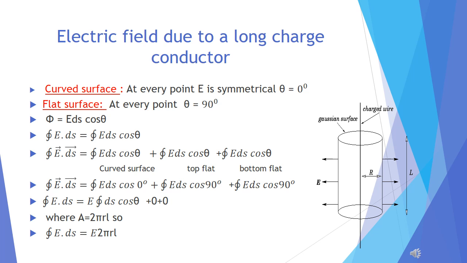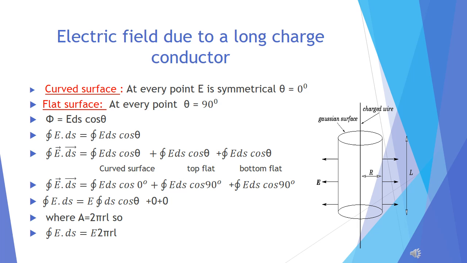Every point of the surface is at a distance r. Because the distance is the same, the electric field is symmetrical. Whatever the electric field will be, it will be symmetrical at all the points. There is a surface area, and normal to it is its area vector ds, and the angle between the area vector and the electric field, called angle theta, is 0 at the curved surface at all the points. So this is a perfect Gaussian surface.